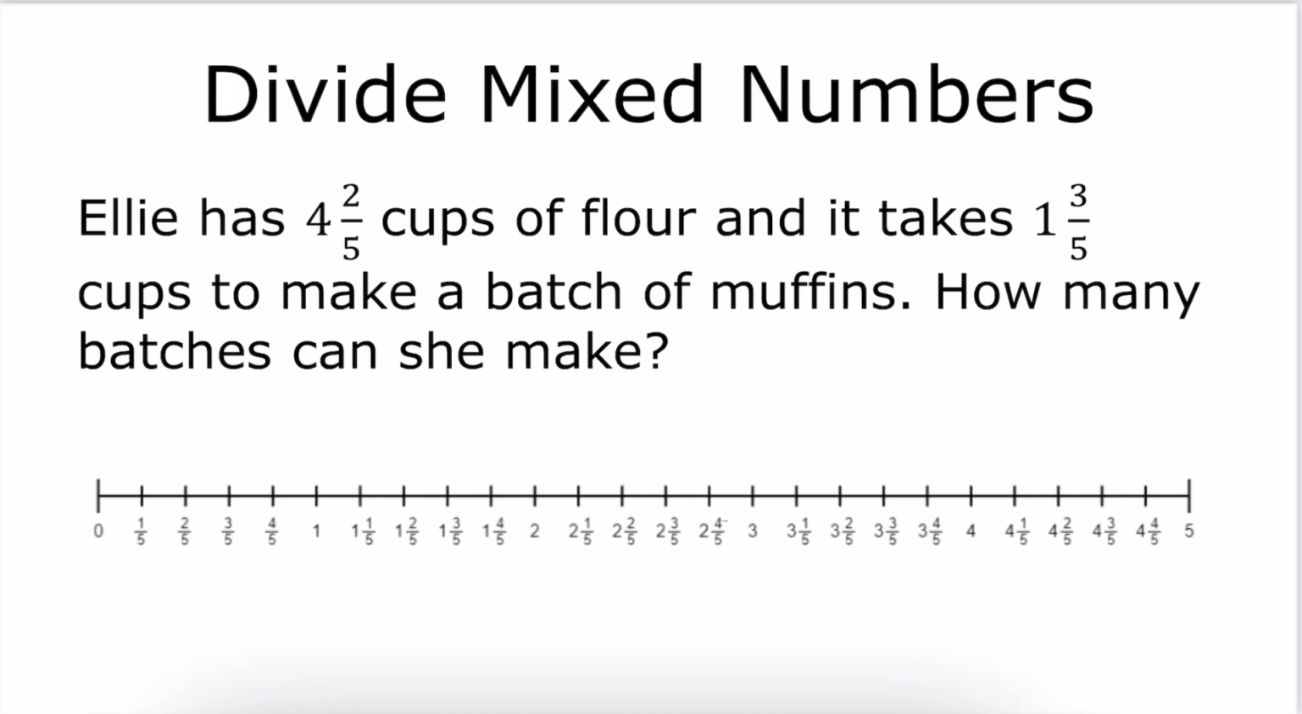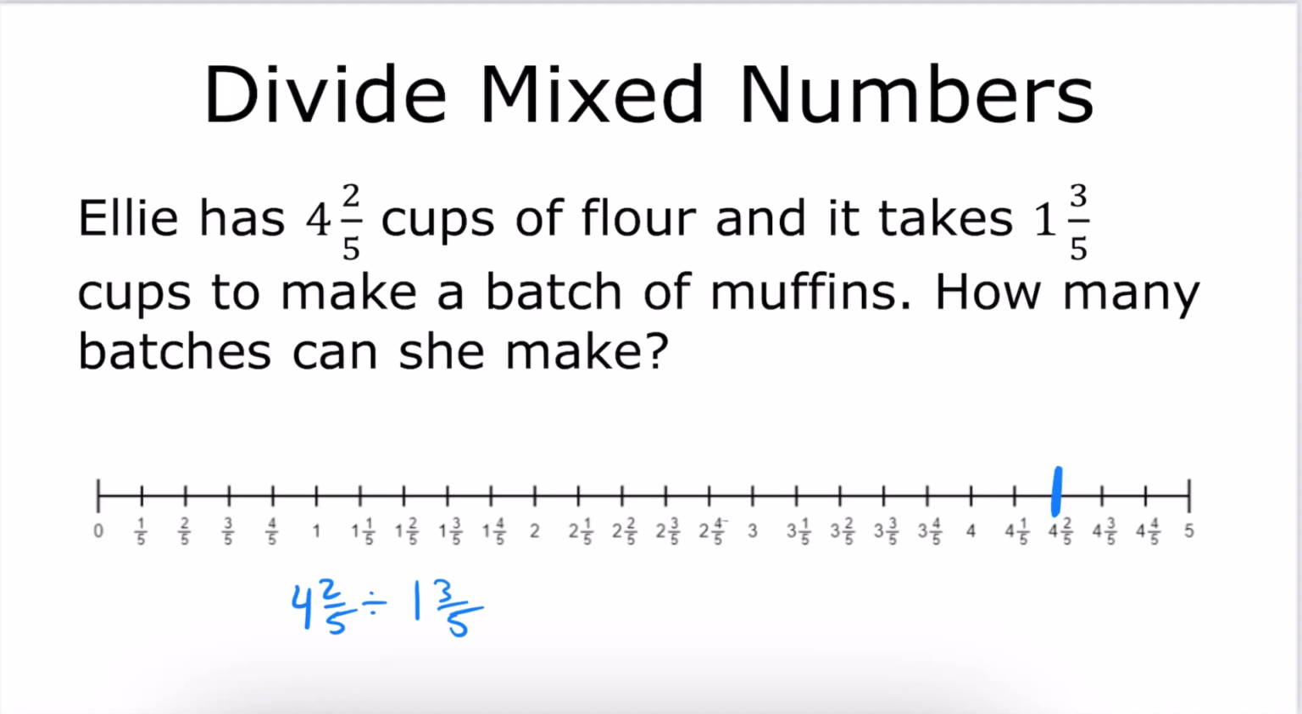So this word problem would be a good example of how you could introduce this to your students. Because Ellie has 4 2/5 cups of flour, and it takes 1 3/5 cups to make a batch of muffins. And the question is how many batches can she make? So this word problem is modeling 4 2/5 divided by 1 3/5, because we're splitting 4 2/5 cups of flour into groups of 1 3/5. So 4 2/5 represents the amount of flour that we have.